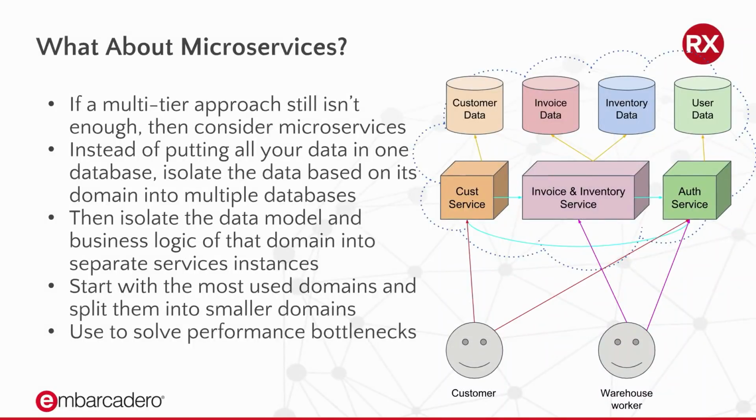So again, let's talk about microservices. It's not just about the horizontal separations, but it's about the vertical separations here. So you see we have 4 different data stores, right? We have a customer data store, invoice data store, inventory data store, and user data store. But then we have 3 different services. The inventory and invoice service, because there's a relation between those, we decided to create one service that deals with both those data sources. Okay? And then we have a customer service and an authentication service.